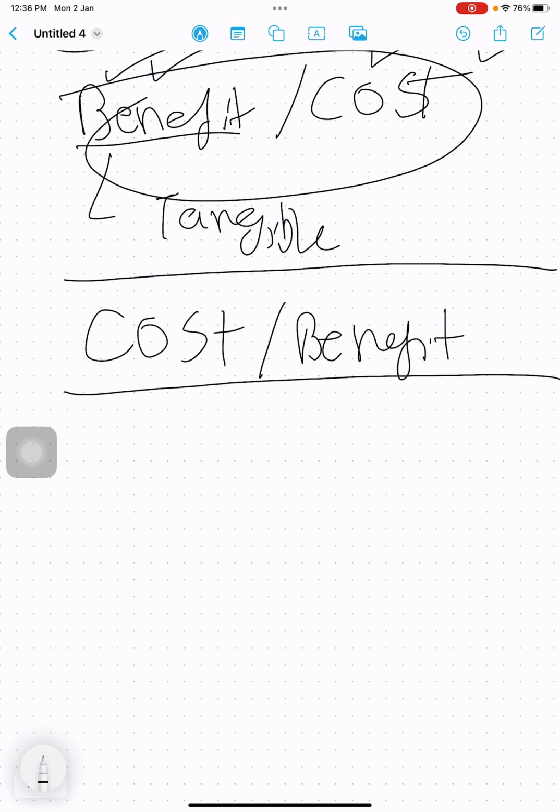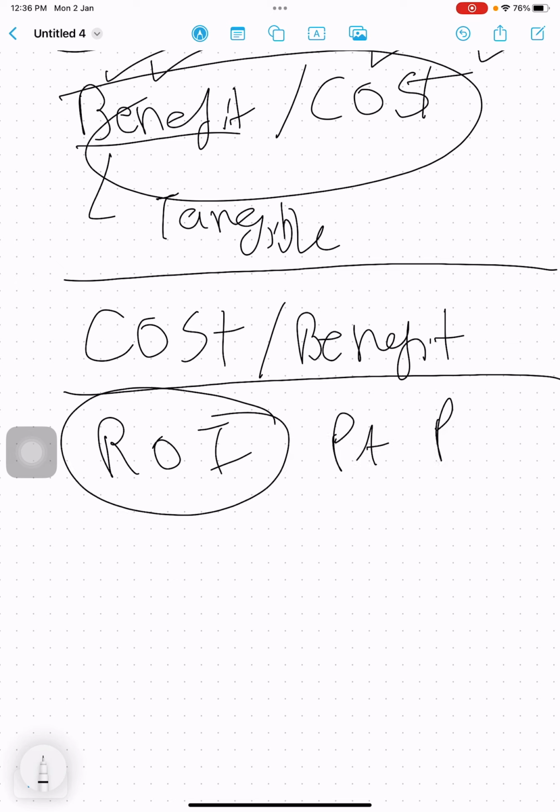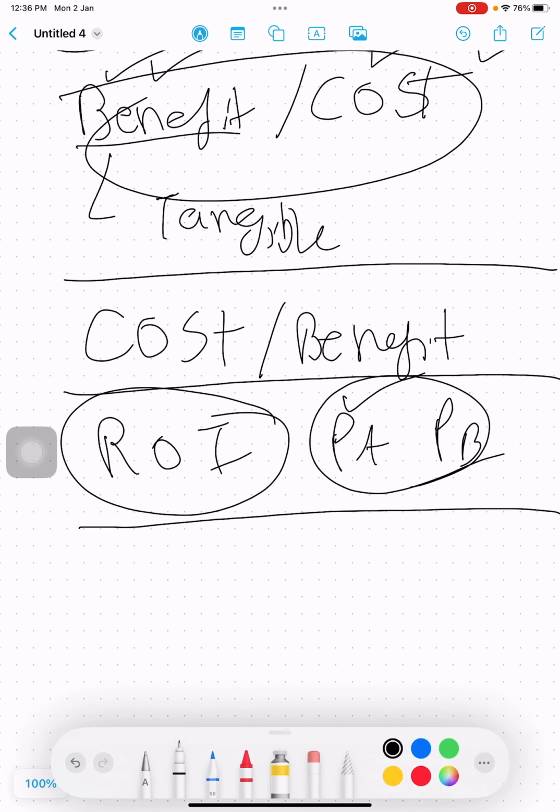We have return on investment. This is used by many organizations. Like let's say two projects A and B, both we are doing, what will be the return on them? So the project which has higher return, we will do that straightforwardly as it is.